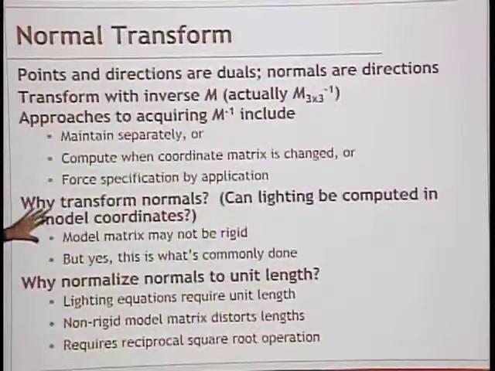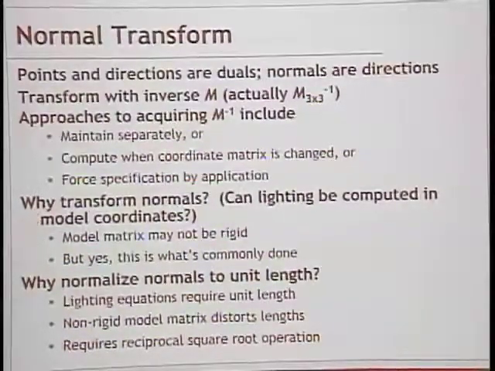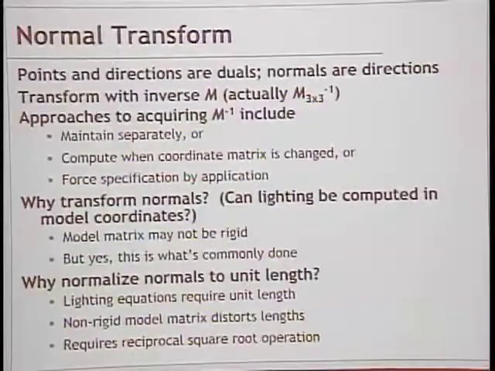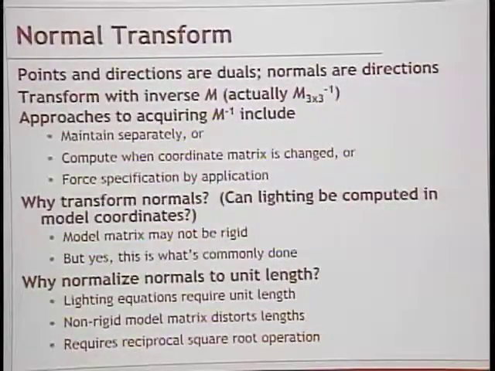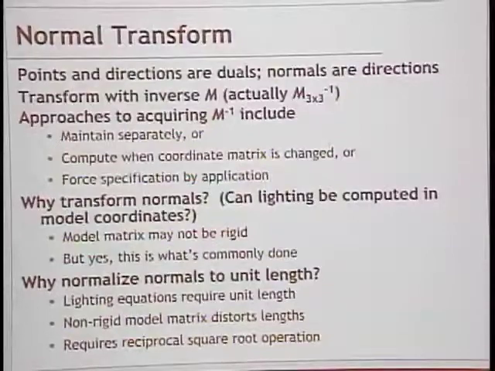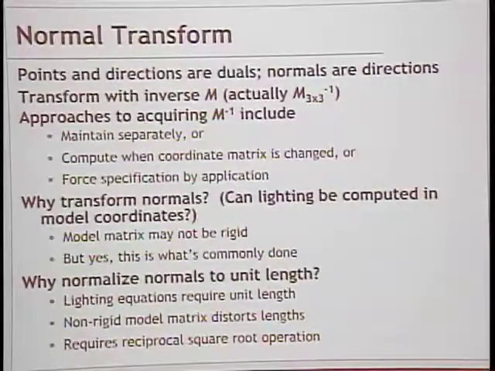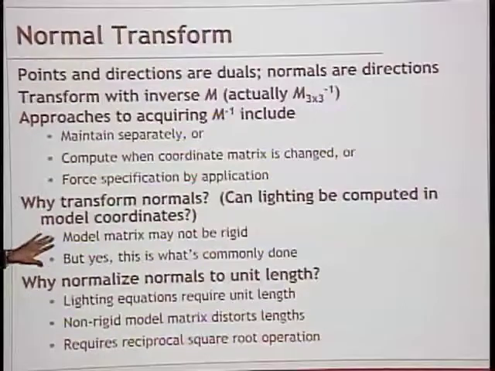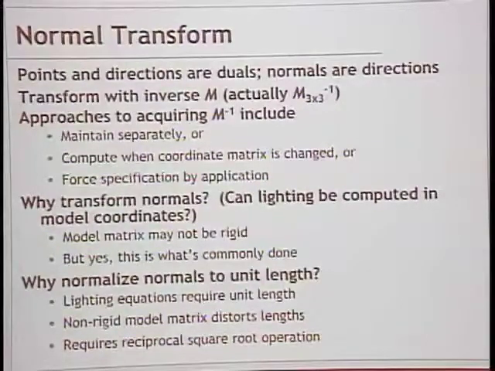Okay. So why do we transform them? The particular place where we usually have to transform them is from object space into I space, and we do lighting in I space. So we have to transform them to make that work properly. There are issues there because your model view matrix might not be rigid, in the sense that it might not maintain parallel lines. It might not do an affine transformation, and that makes it tough mathematically. So that's the tricky part. But yes, this is what's commonly done.